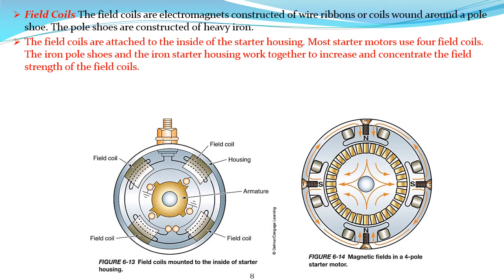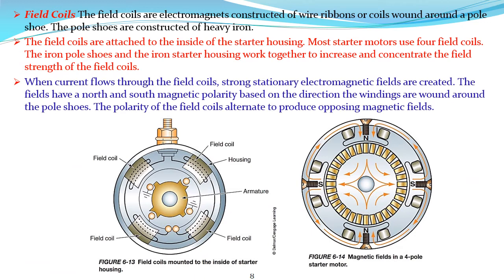Most starter motors use 4 field coils. The iron horseshoes and the iron starter housing work together to increase and concentrate the field strength of the field coils.